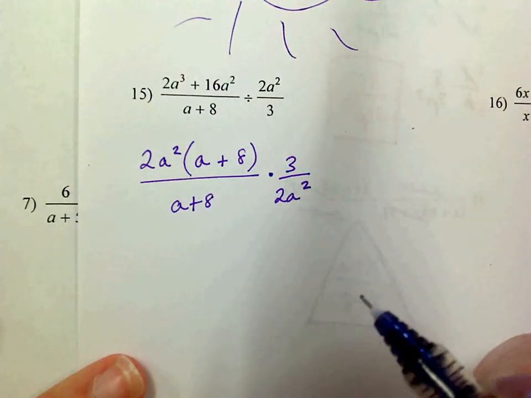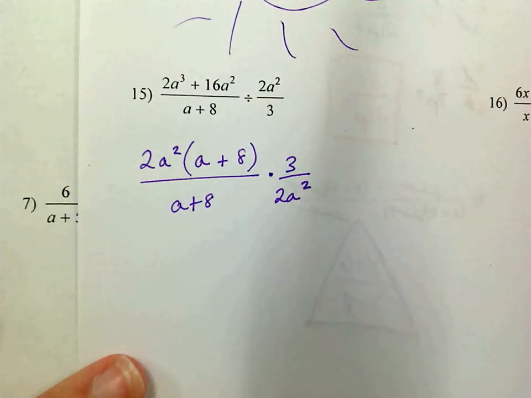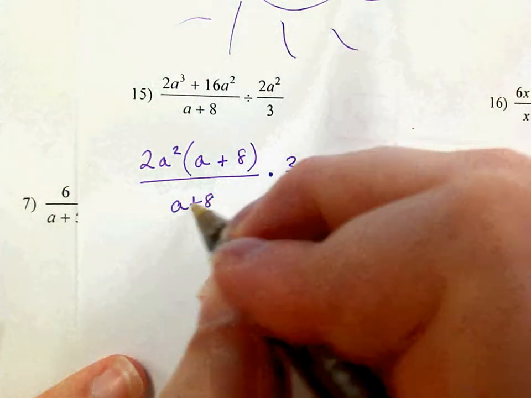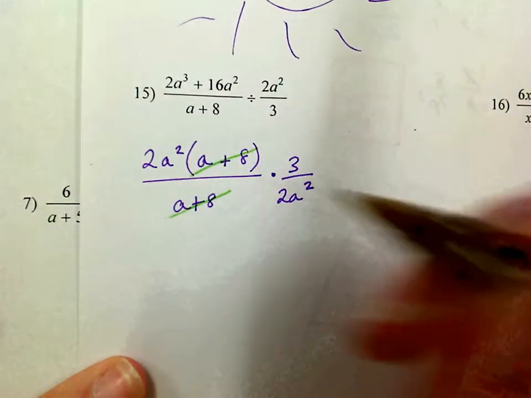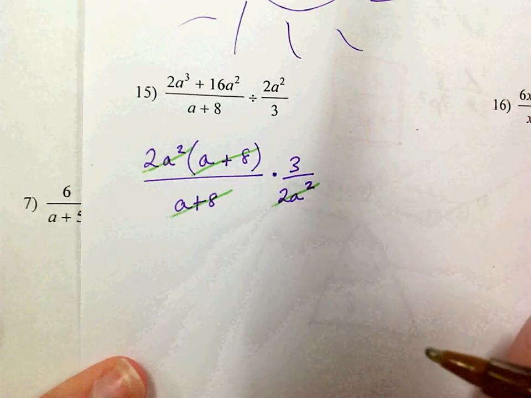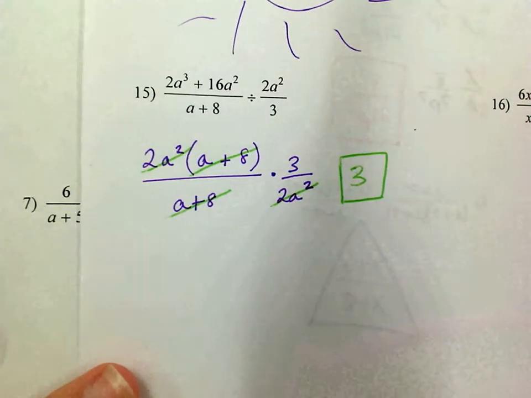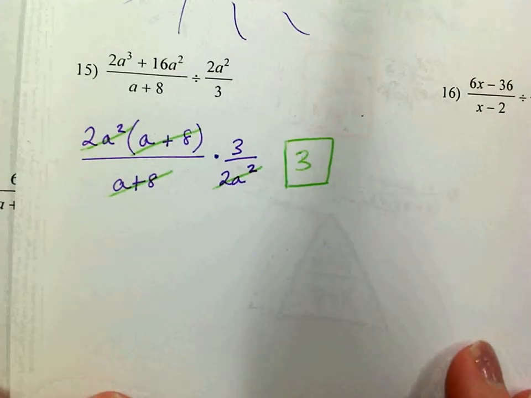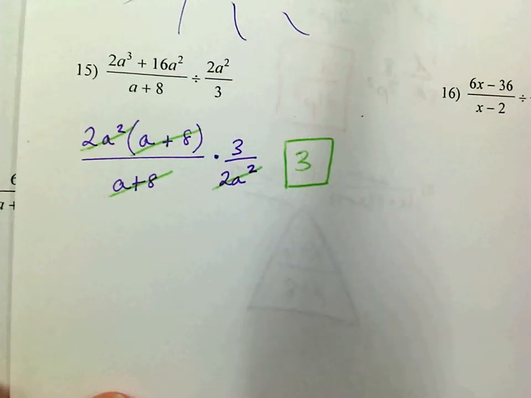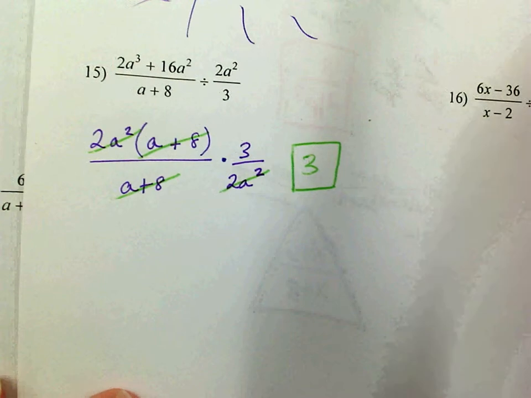All right, what cancels out? A plus 8, 2a squared. Final answer? 3. 32. Interesting. Okay.